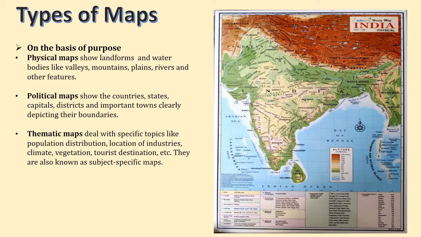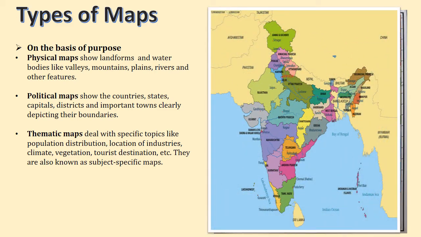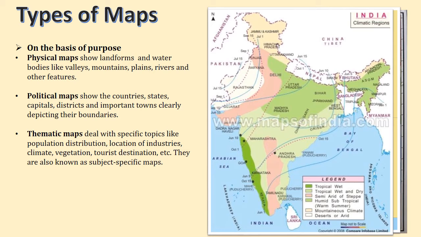Physical maps are those maps which show most of the information related to the different types of landforms and water bodies like valleys, mountains, plains, rivers, and such kinds of landform features. Political maps are the maps which show the details about the countries, states, capitals, districts, important towns, and the boundaries.